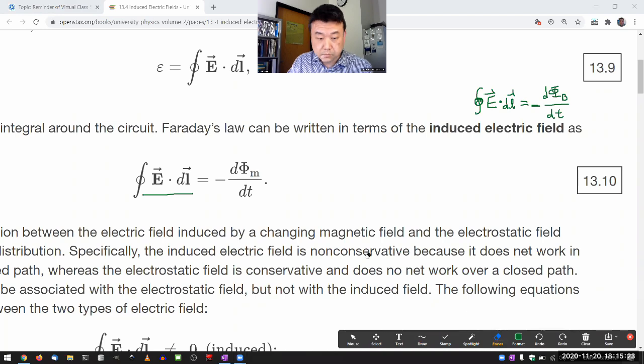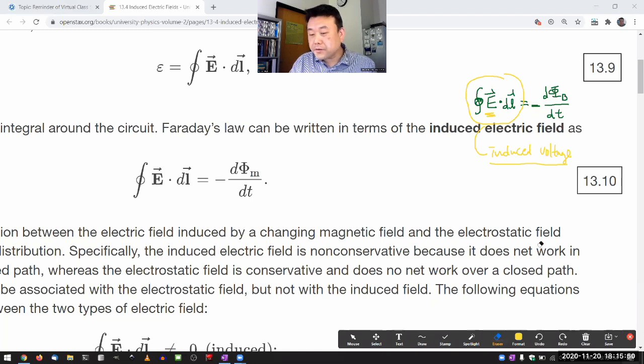In the context of this class, we just focus on the fact that this quantity gives you the induced voltage. Most of the time, we just want the voltage, so we just work with that. We don't really try to find the electric field. So, okay.